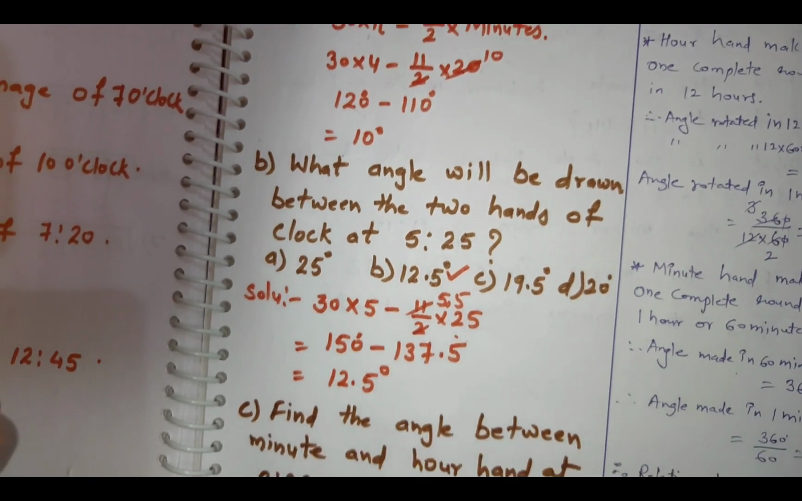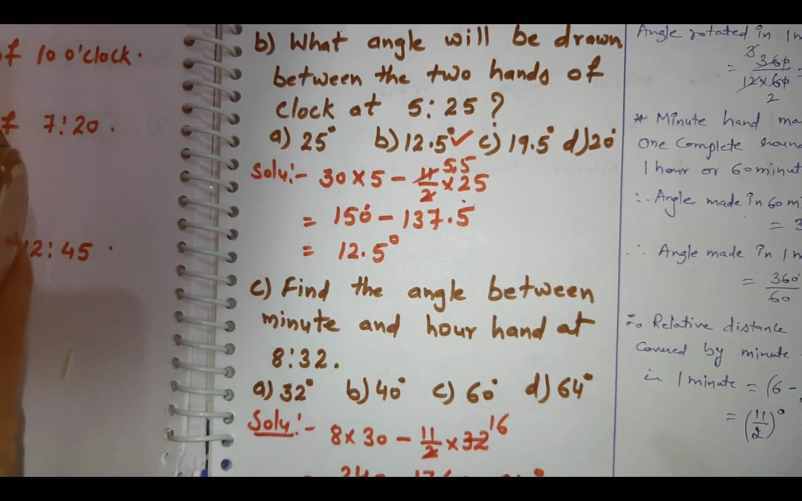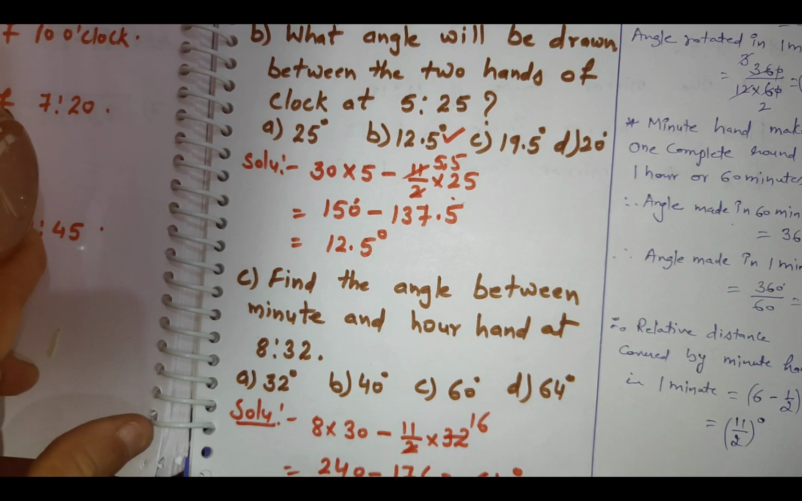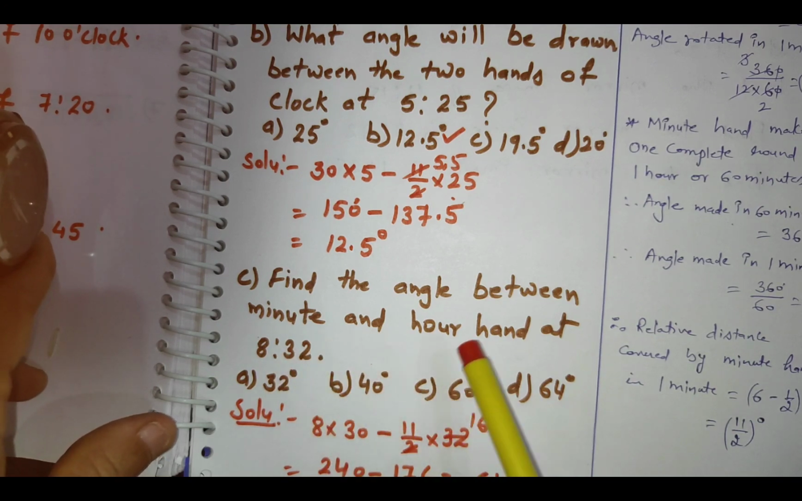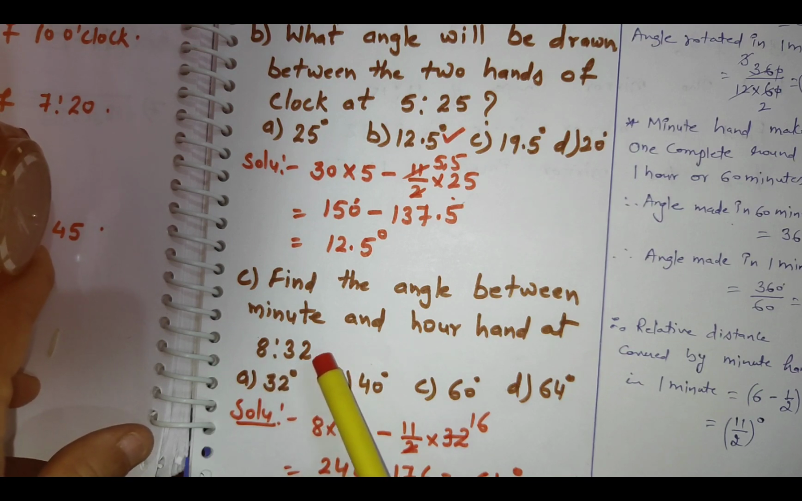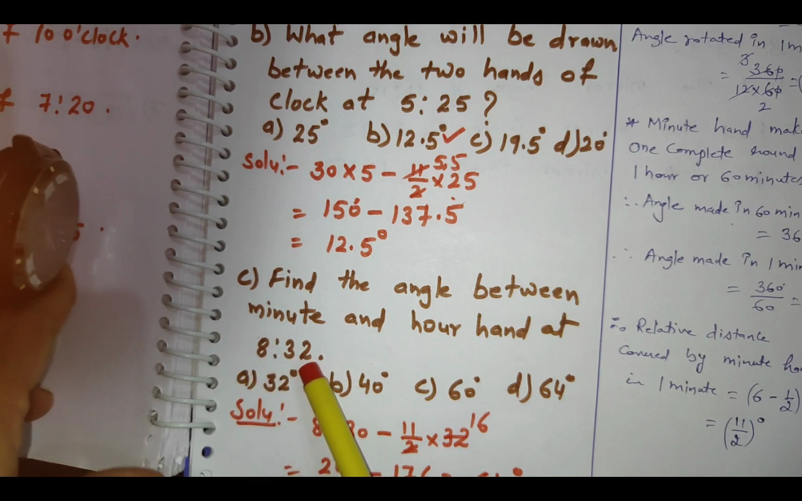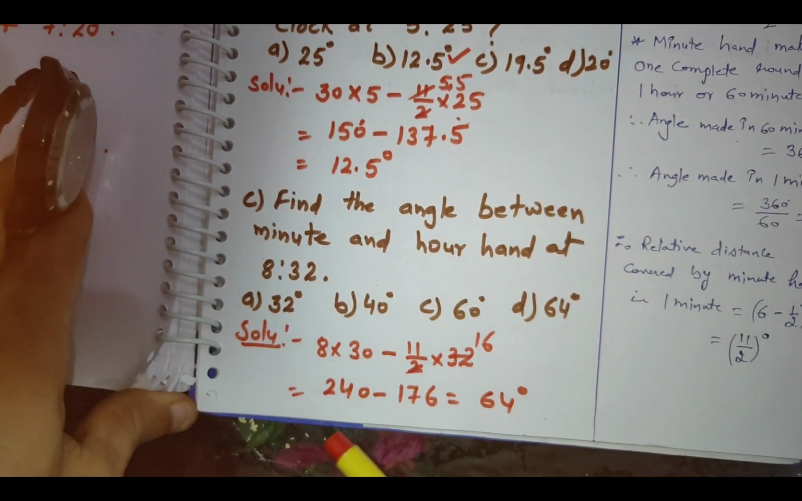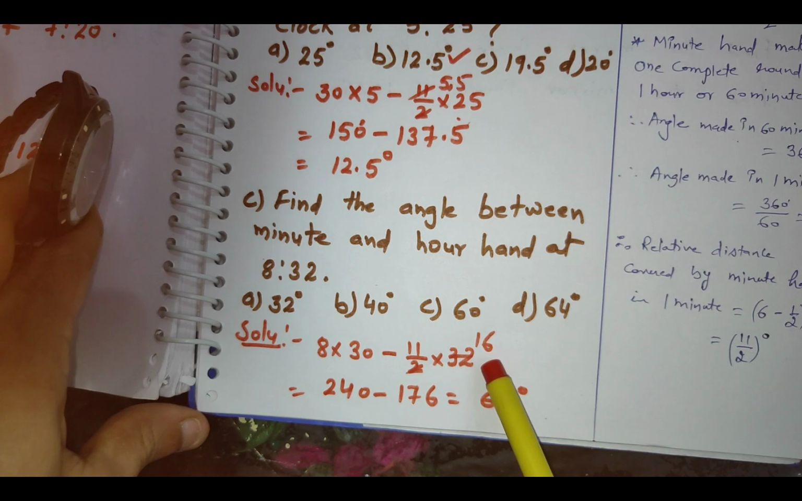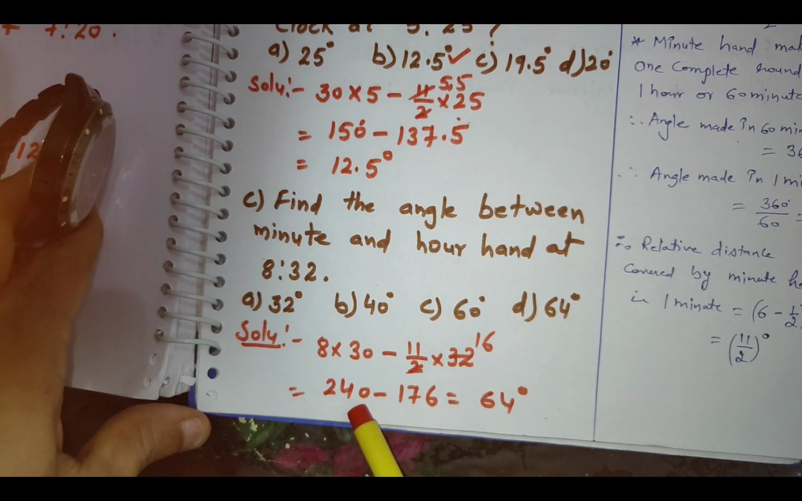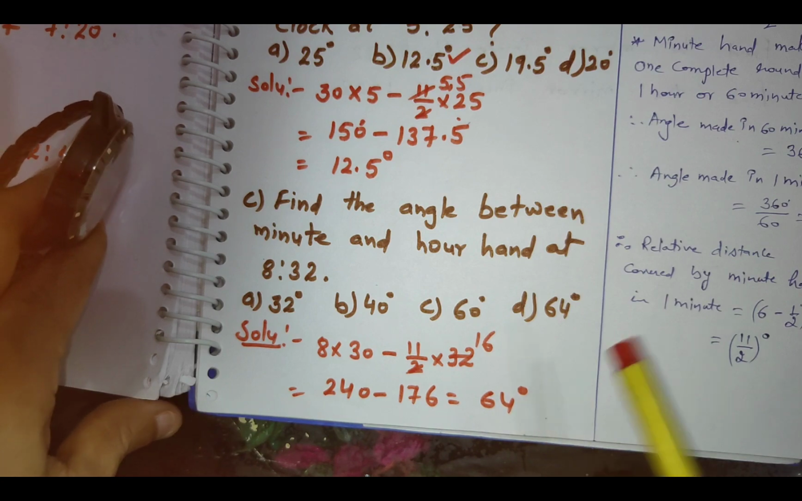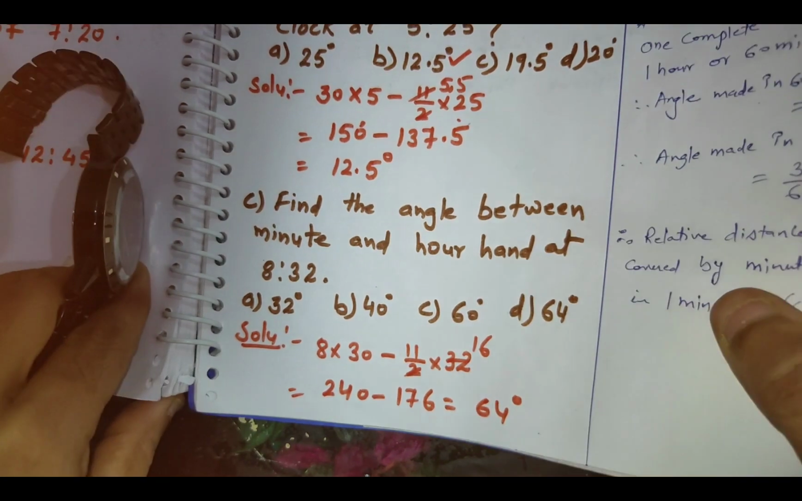Now come to the third question. Find the angle between the minute and hour hand at 8:32, right? So the hour is 8 and the minutes are 32. Simply put into the formula 8 into 30 minus 11 upon 2 into 32. After cancellation, you are getting 240 minus 176, that is 64 degrees, right?